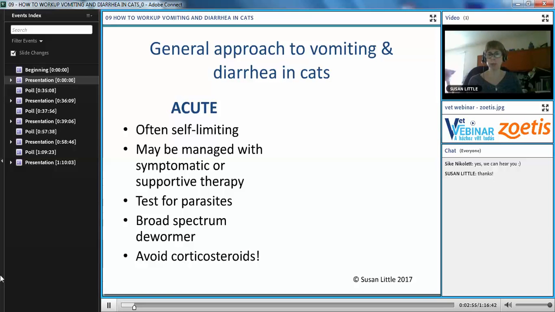We always, especially in younger cats or cats with outdoor access, think about parasites. And for diarrhea cases particularly, we might go ahead and use a broad spectrum dewormer routinely in these diarrhea cases.